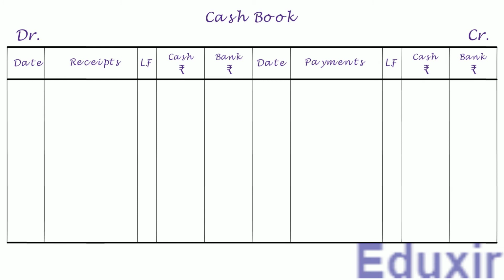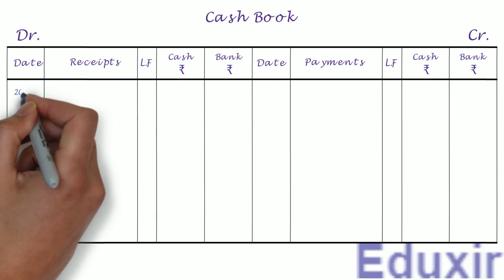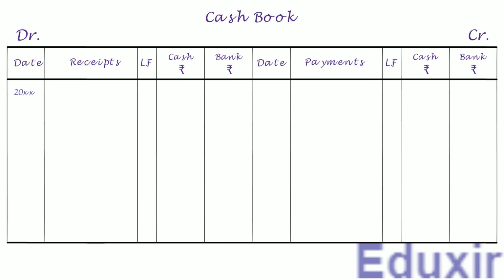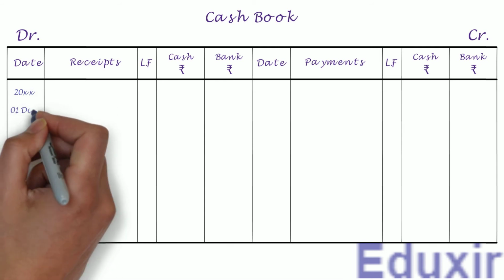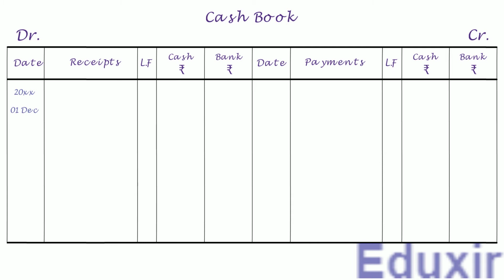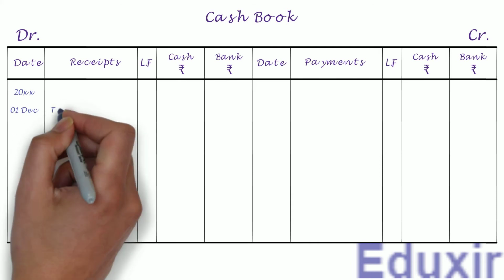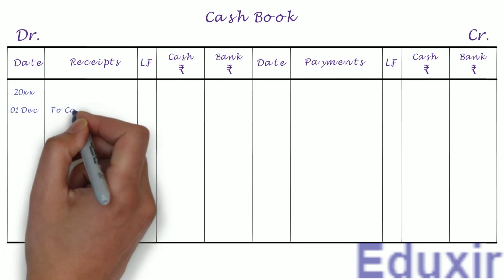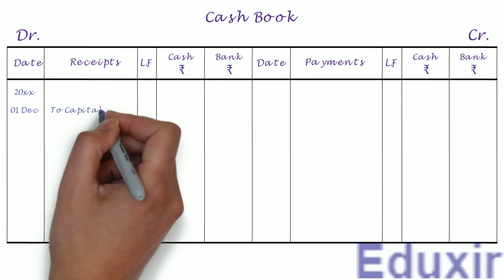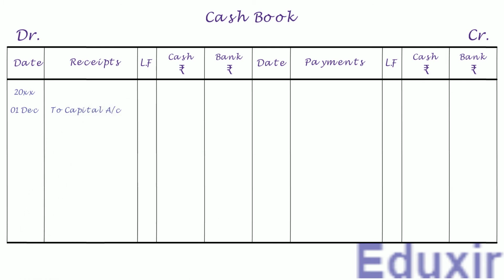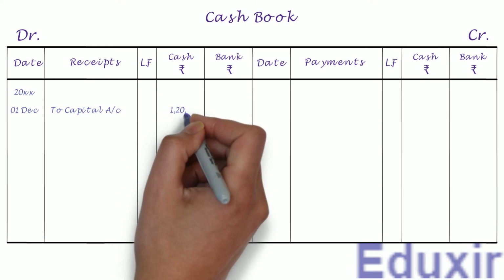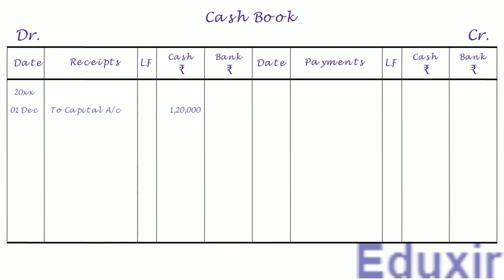Now on the debit side, let us first write the year. Let us then record the date. The entries in the receipts column start with "To". Let us also record the capital in the receipts column. Now as we are dealing with cash here, we need to enter the amount in the cash column. Let us record the debit amount of 1,20,000 rupees into the cash column. That completes the recording of this transaction into the cash book.